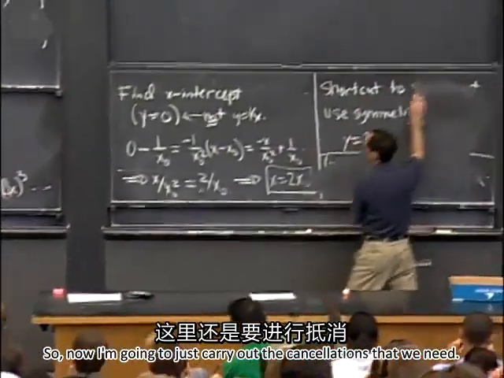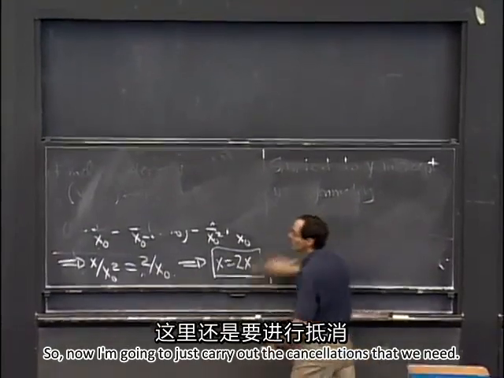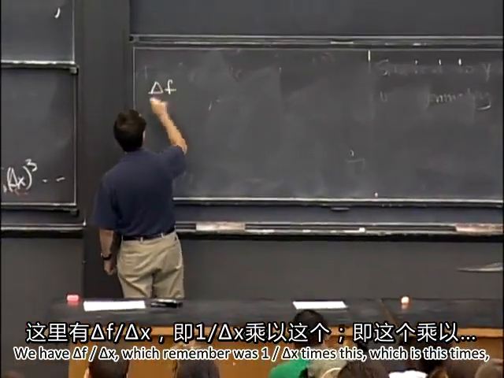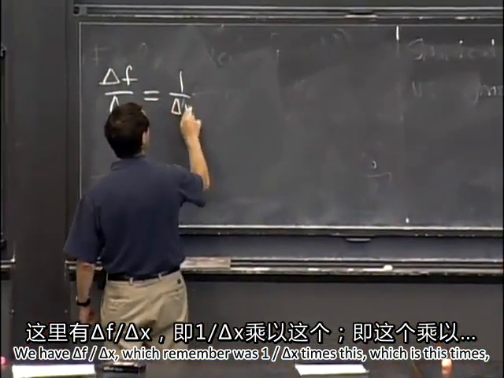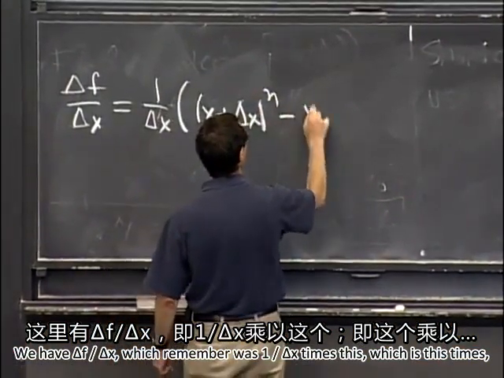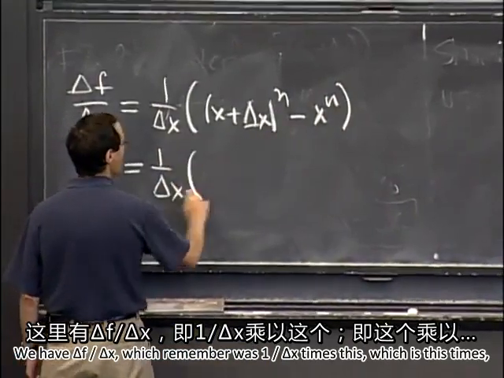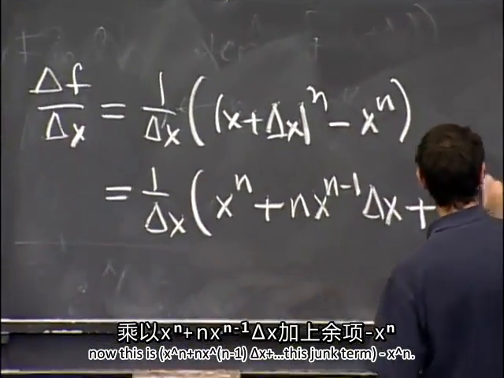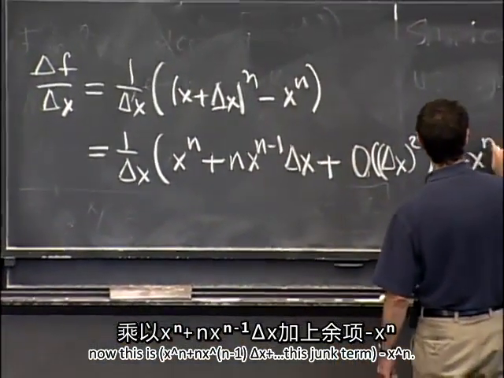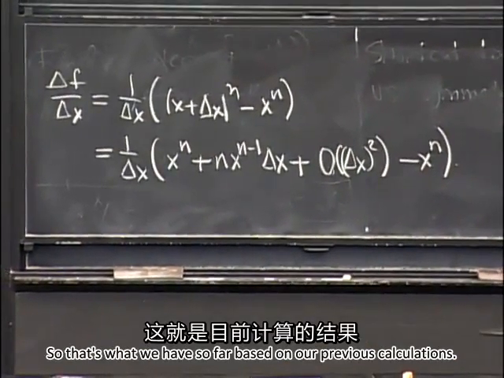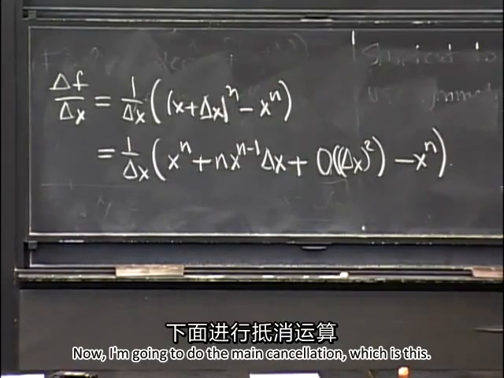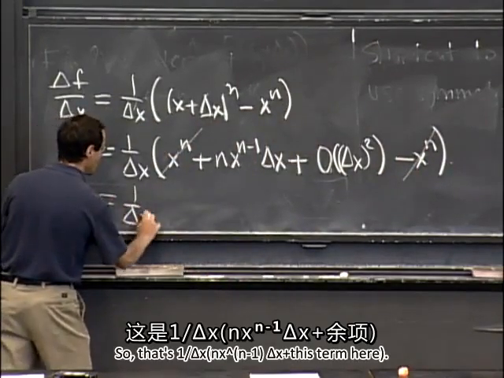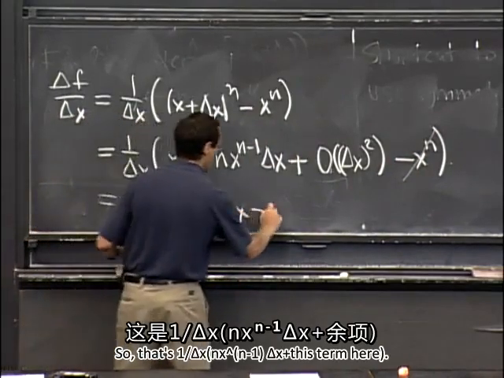So now I'm going to just carry out the cancellations that we need. Here we go. We have delta f over delta x, which, remember, was 1 over delta x times this, which is this, times, now this is x to the n plus n x to the n minus 1 delta x, plus this junk term, minus x to the n. All right, so that's what we have so far, based on our previous calculations. Now, I'm going to do the main cancellation. So that's 1 over delta x times n x to the n minus 1 delta x plus this term here.